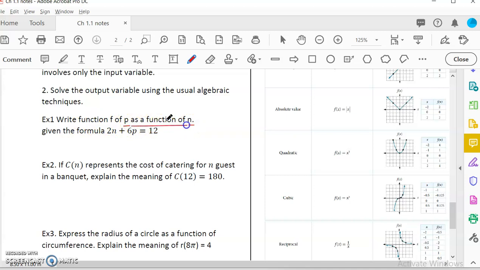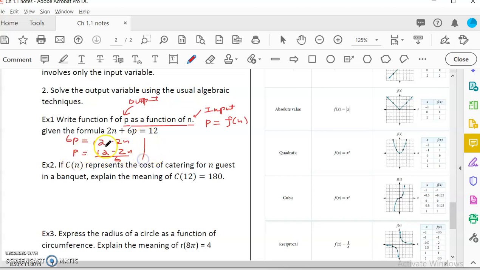So look at this statement. p as a function of n means p is the output. That means you want to write p equal, right? And then n is the input. So you want to write p equal to a function of n. So this side is a formula of n. What you want to do is keep p on the left hand side. So you will have 6p equal to 12 minus 2n, because you subtract 2n on both sides. And then you want to get rid of the 6 also by dividing. So it'll be (12 minus 2n) divided by 6. So that is a function.